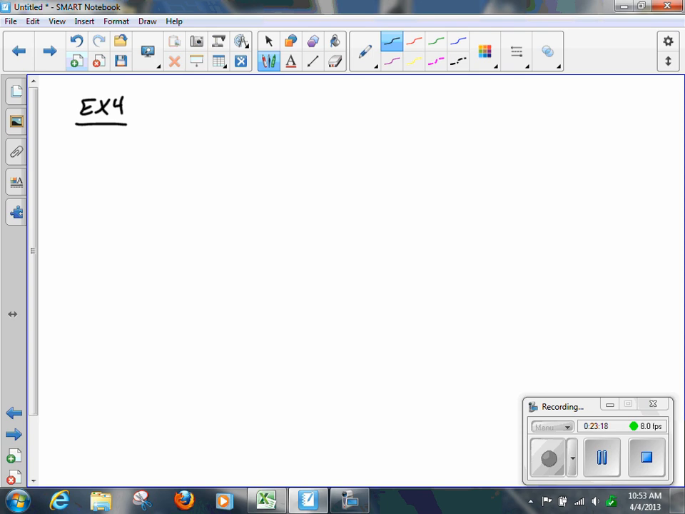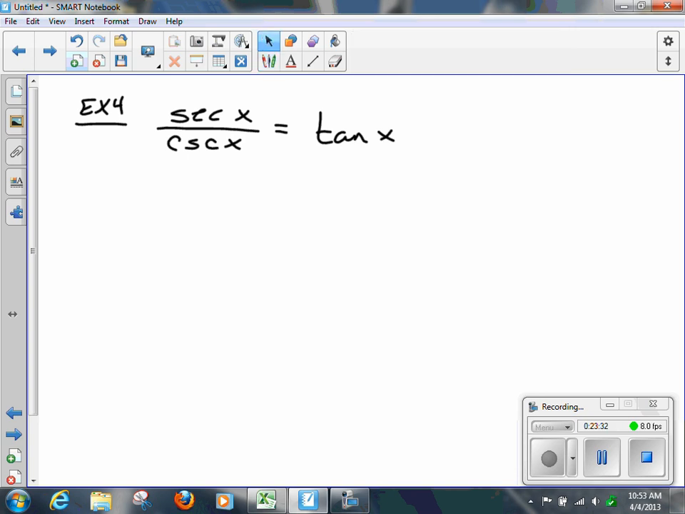Quattro, here we go. Secant x over cosecant x is equal to tangent x. I just saw another way to do this problem. Daggone it. Coolest thing ever.